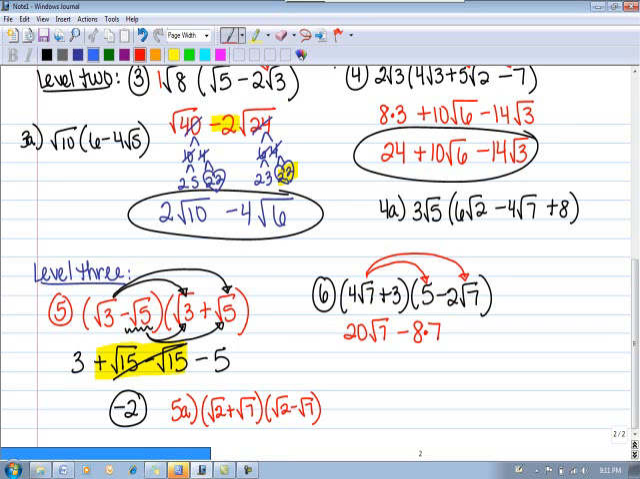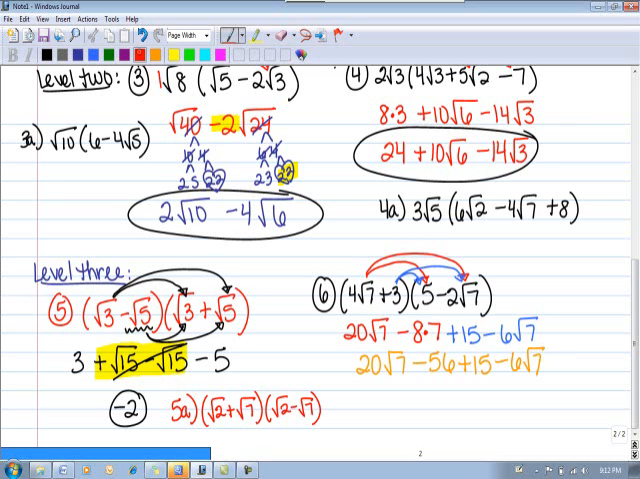And I've distributed that 4 radical 7 to everything in the second set of parentheses, so I'm going to move on to that 3. So 3 times 5 is 15, so plus 15. And then 3 times negative 2 radical 7, I do 3 times negative 2, which is negative 6. And then the only thing I have underneath the radical is that 7. I'm going to clean this up a little bit by simplifying. So I have 20 radical 7 minus 8 times 7 is 56, plus 15 minus 6 radical 7.